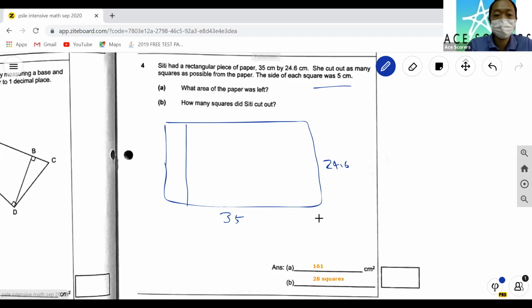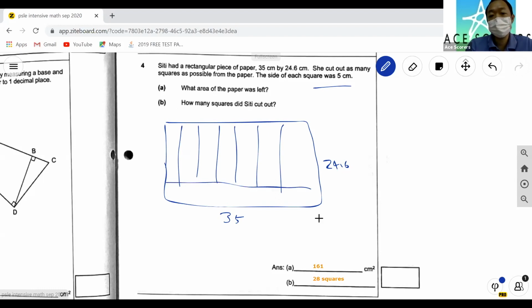So I'm going to try and break 7. 1, 2, 3. Okay, so I can draw 7. But along 24.6, how many 5 cm can I cut out? I can only cut out 4. So like that, like that, like that. Can you see that? Each one of them is 5 cm squared. So what you have to do is take 5 times 5.